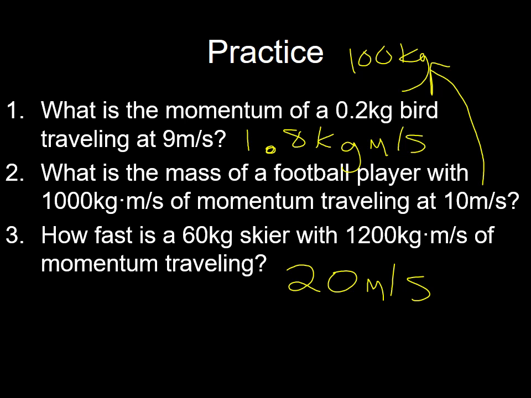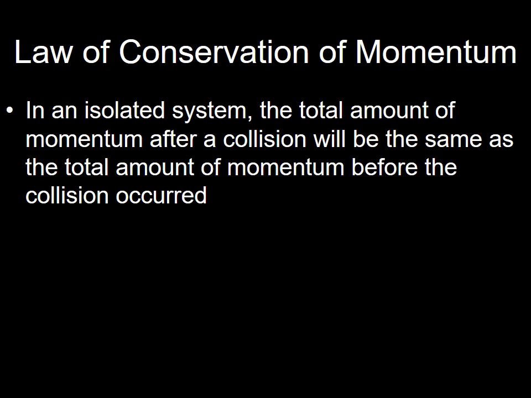If these are still giving you a hard time, look for some extra practice problems. The last thing we need to look at with momentum is the law of conservation of momentum. The law of conservation of momentum says, in an isolated system, the total amount of momentum after a collision will be the same as the total amount of momentum before the collision occurred. In other words, when you don't have anything else to take into account, when object A hits object B, the total amount of momentum won't change.